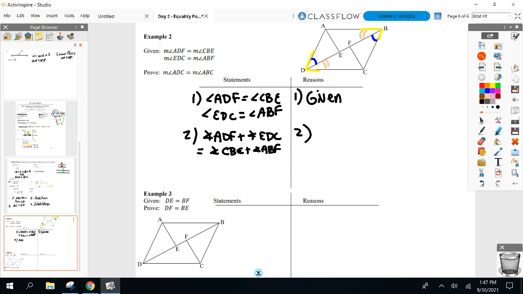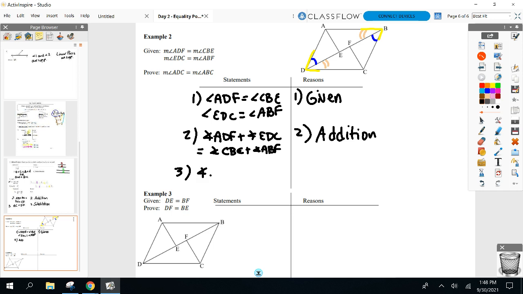And what allowed me to do that? Addition. I can do it for angles or segments. If I know two pair are equal, I can add them together. Is that my proof statement? Nope, got to go at least another step, maybe more. Go ahead, take ADF, combine it, add it to EDC. What angle is formed? ADC.